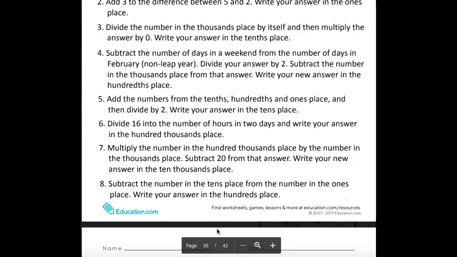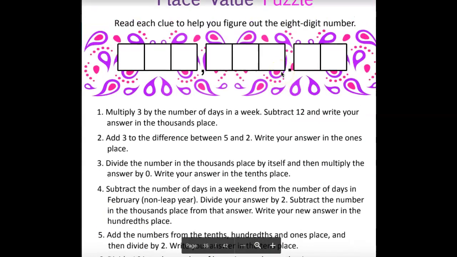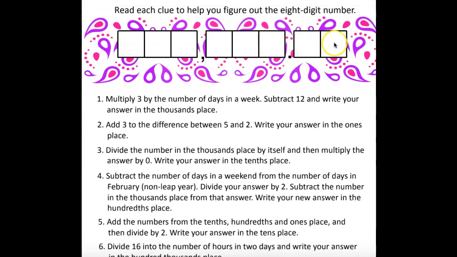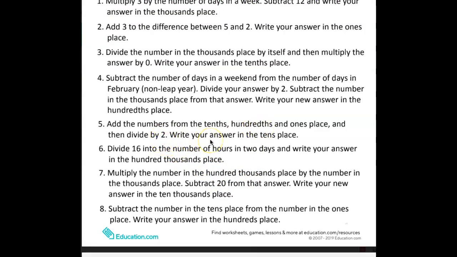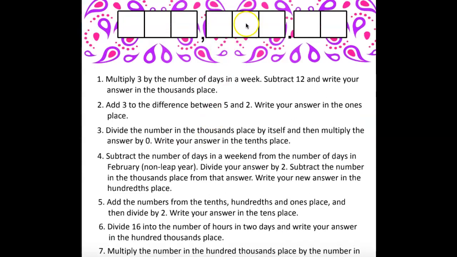Add the numbers from the tenths, hundredths, and ones place and then divide by 2. Write your answer in the tens place. This is kind of fun. So we've got these 3 answers. Add this, this, and this, okay? And then divide it by 2 and put that answer in the tens place, okay?